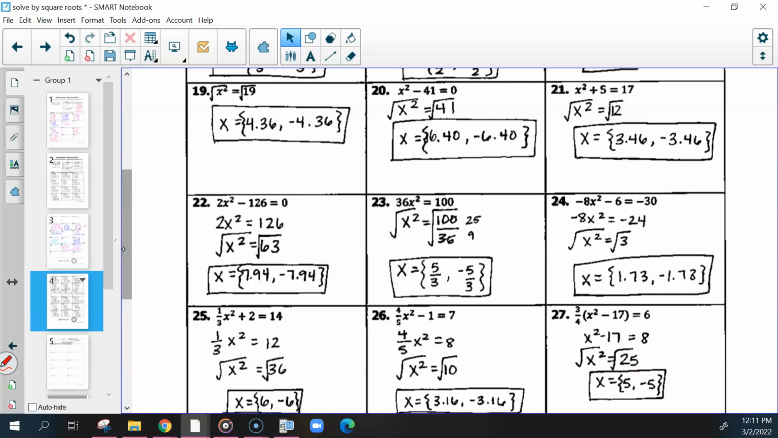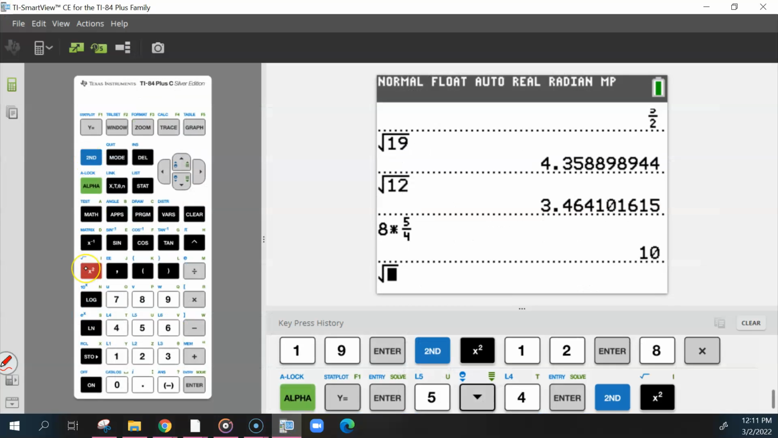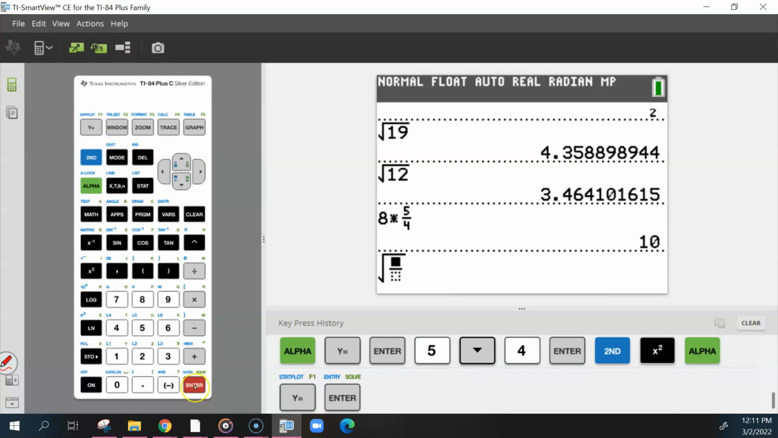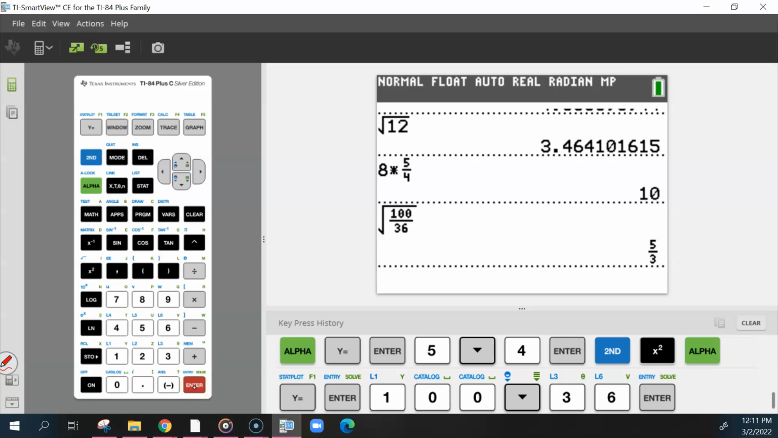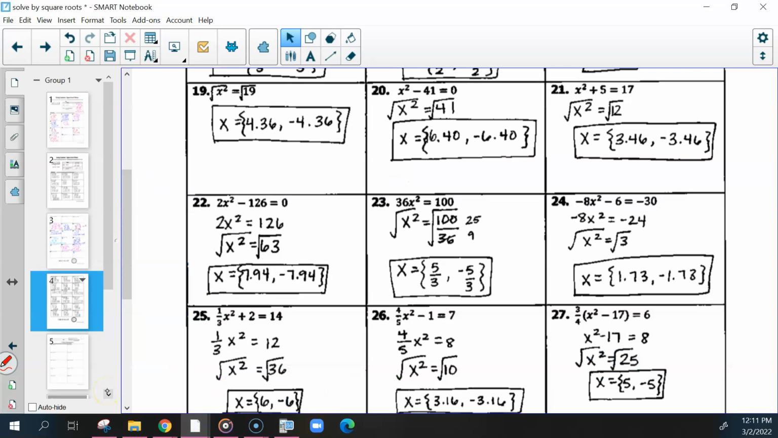We were separating this, but you could put this in altogether as the square root of 100 over 36. And it'll simplify that fraction for you and take the square root of both at the same time. So if you do get that, where they're both a perfect square, you can put that entire fraction in your calculator at the same time underneath the square root, but put it in fraction form, otherwise you'll get a decimal. So negative 5/3 and 5/3.